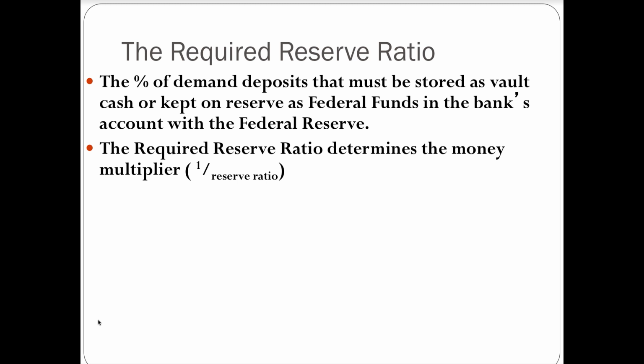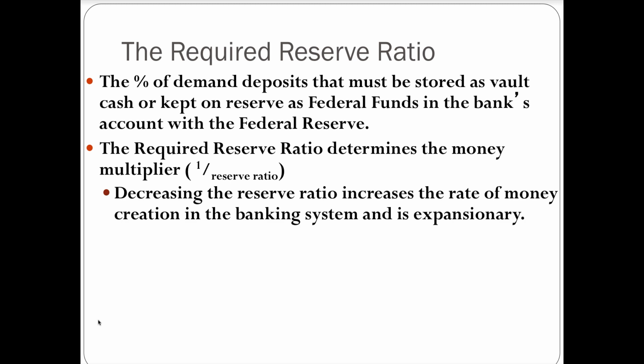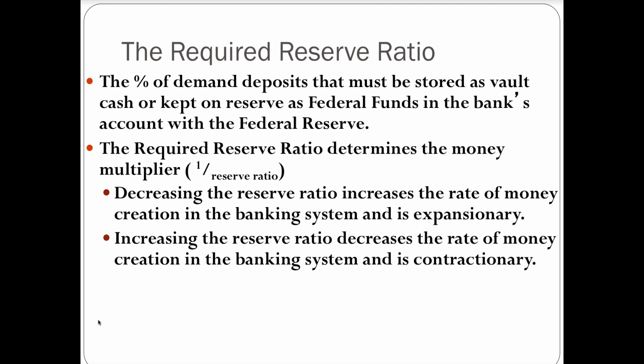The required reserve ratio determines the money multiplier. Remember, the money multiplier is 1 over the reserve ratio. So decreasing the reserve ratio increases the rate of money creation because there's going to be more excess reserves. Banks have more money they can lend out. And therefore it's expansionary, because remember, more excess reserves means more loans, and that's going to expand the money supply. Increasing the reserve ratio is going to do the opposite.